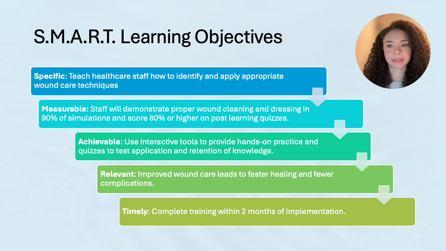The first objective is specific. We want to teach healthcare staff how to identify and apply appropriate wound care techniques. To measure the success, participants must demonstrate proper cleaning and dressing skills in 90% of simulations or score at least 80% on Kahoot quizzes. These goals are achieved through interactive tools like Body Interact, which is a virtual patient simulator, or Kahoot, which is an interactive quizzing platform.